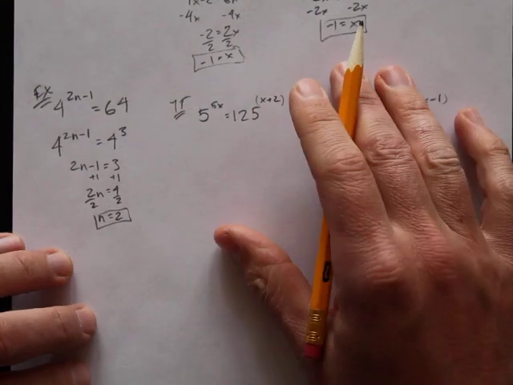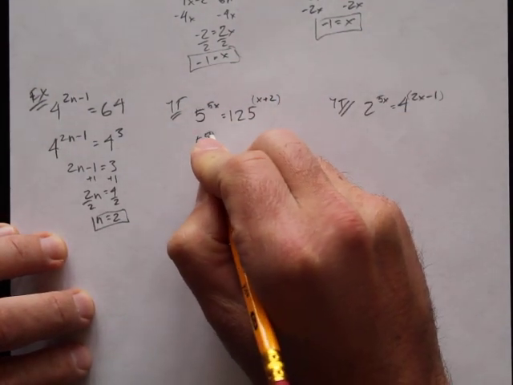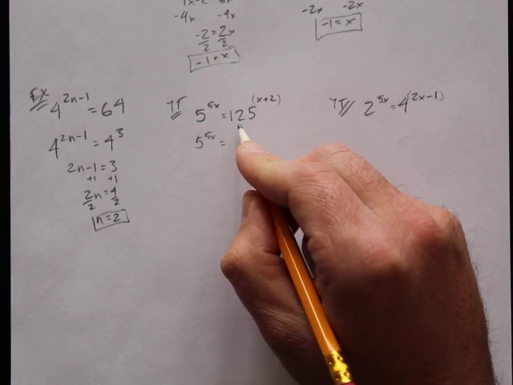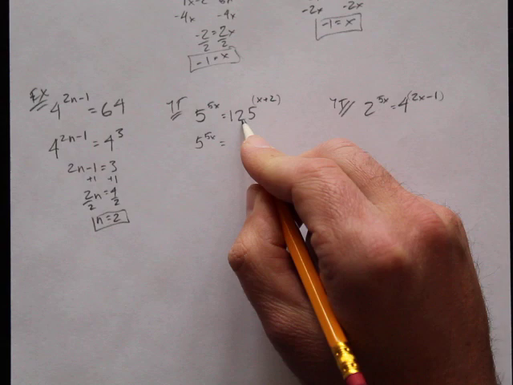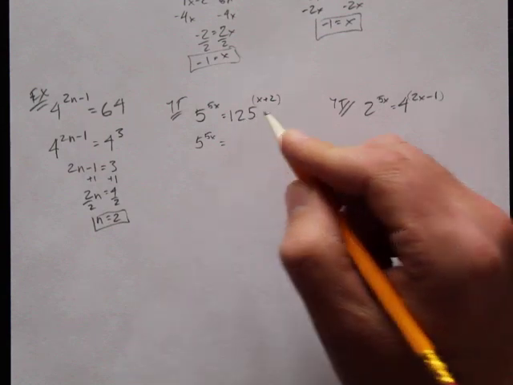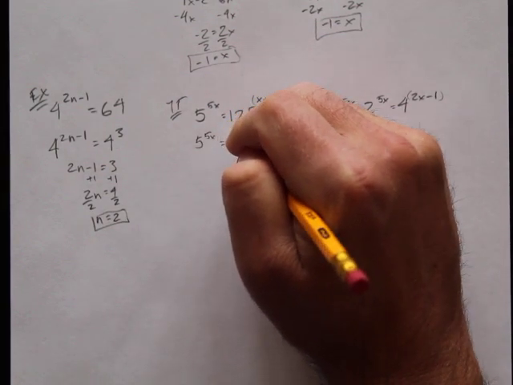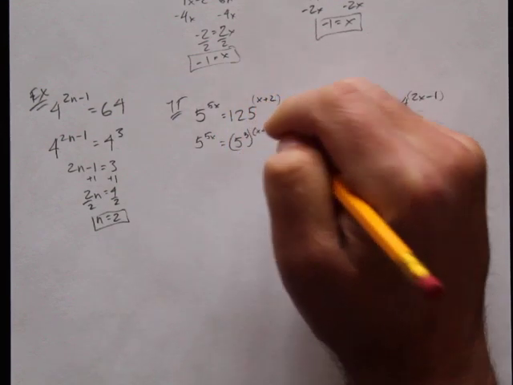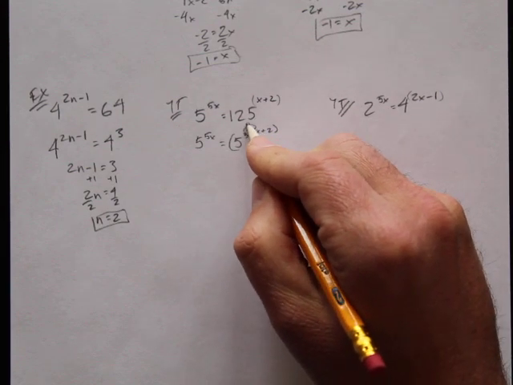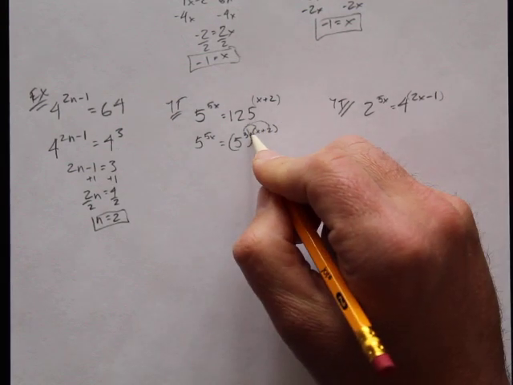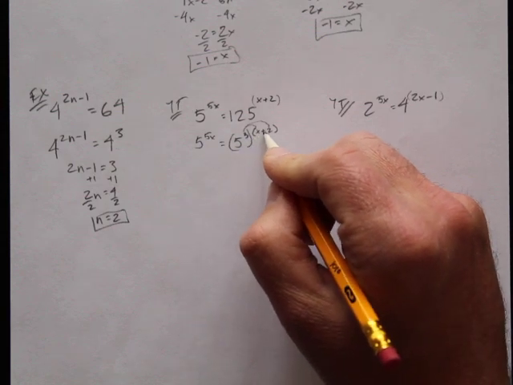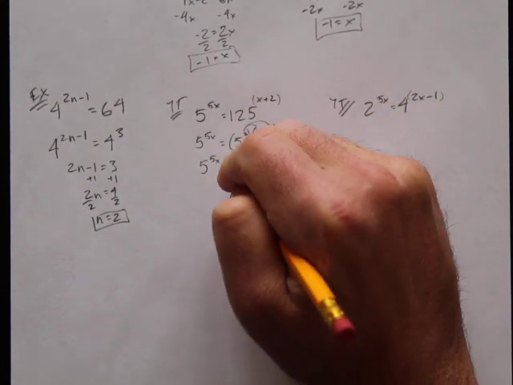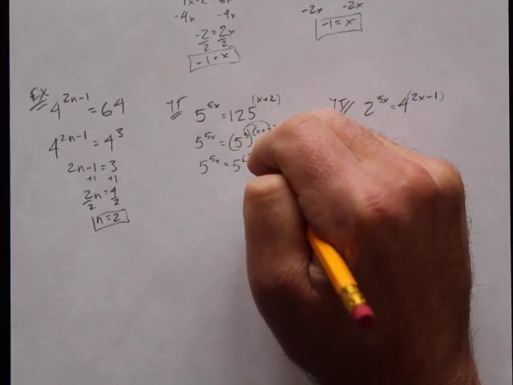All right, let's see what you got. I've got 5 to the 5x equals, okay, so 125 is 5 to the 3rd power. 5 times 5 is 25, times 5 is 125. So 5 to the 3rd power raised to the power of x plus 2. So I'm going to distribute this 3 in there, because this 5 to the 3rd is being raised to this power. So 5 to the 5x equals 5 to the 3x plus 6.